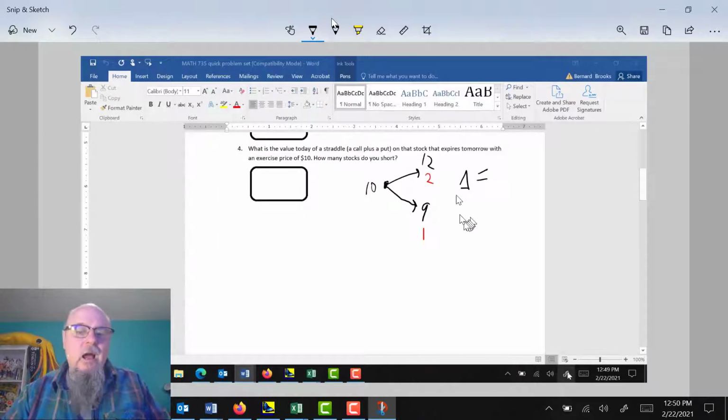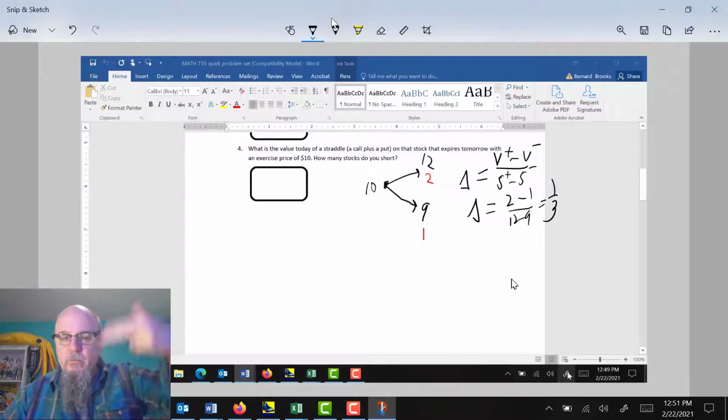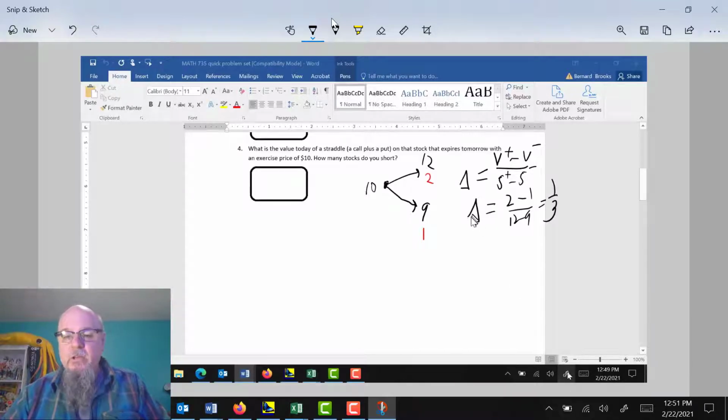I know we're going to set up that portfolio, but we had our delta formula as V plus minus V minus, all over S plus minus S minus. I've got all that information here. I can calculate that the delta is equal to 2 minus 1 over 12 minus 9. It's equal to a third. The delta in this case is also equal to a third. Coincidental that it was equal to a third before. So that means I'm going to short 1/3 of a stock.